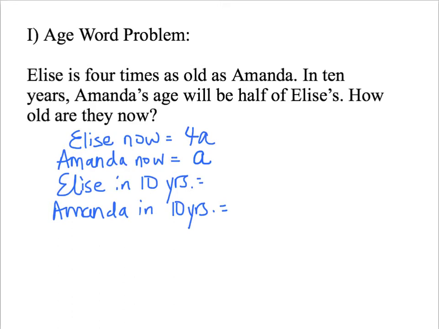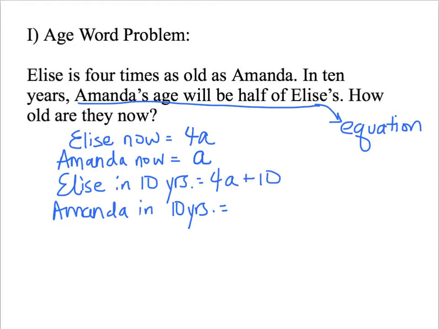In 10 years, so stop. Before you start looking at the rest of this sentence, that's for our equation. First, represent Elise's age in 10 years and Amanda's age in 10 years. Well, if Elise is 4A now, in 10 years she'll be 10 more than 4A. If Amanda's A now, in 10 years she'll be 10 more than A.